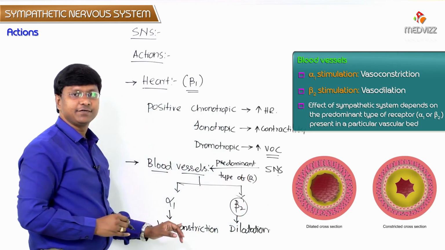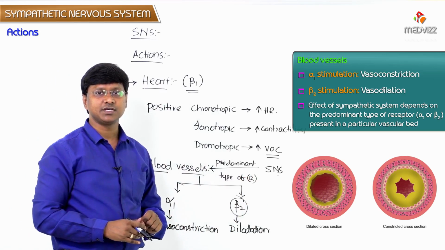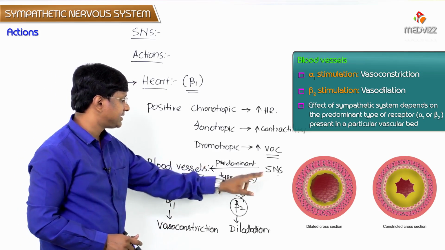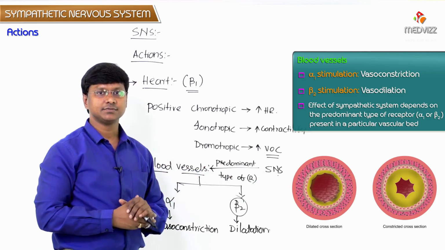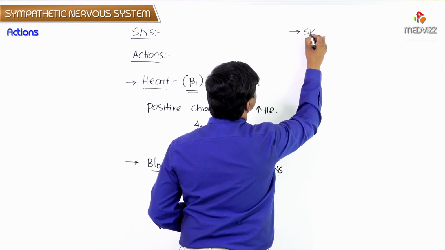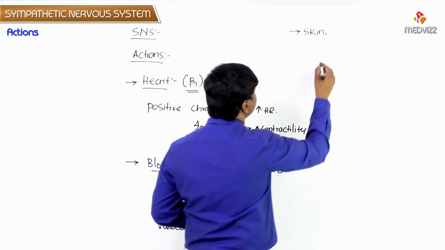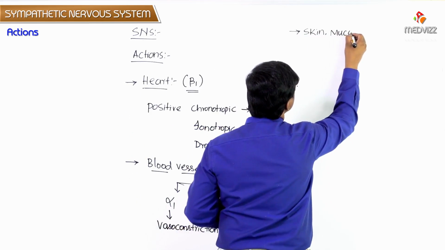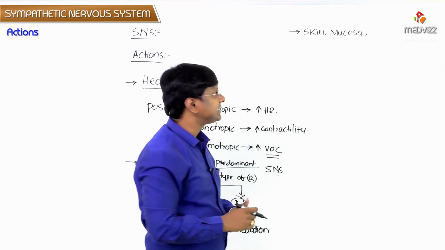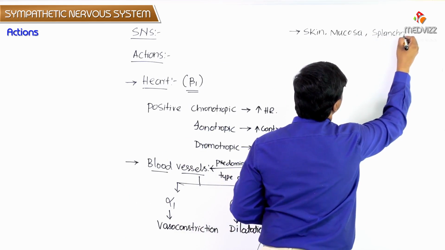Whether it is alpha 1 receptors predominantly present in that vascular bed, or beta 2 receptors, the action of the sympathetic nervous system on the blood vessels will be based on that. For example, take the blood vessels of the skin, the mucosa, and the splanchnic system, that is, the splanchnic blood vessels.